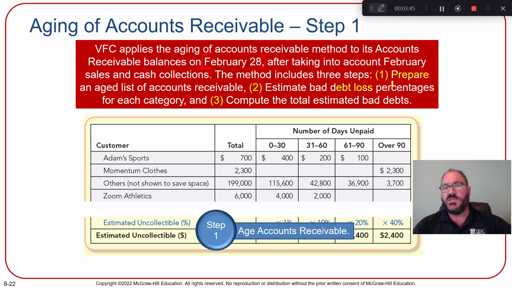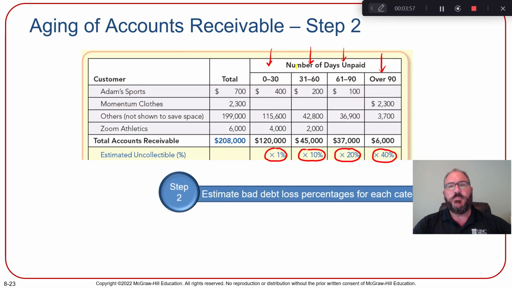We prepare the list, right? We get our debt loss percentages. Those are usually pretty consistent for each category. And then we compute the total estimated amount, okay? So here we go. For example, between 0 and 30 days, they estimate only 1%. From 31 to 60 days, 10%. 61 to 90, 20%. Over 90, 40%. So they think anything over 90 days, 40% of it they're never going to collect, okay?